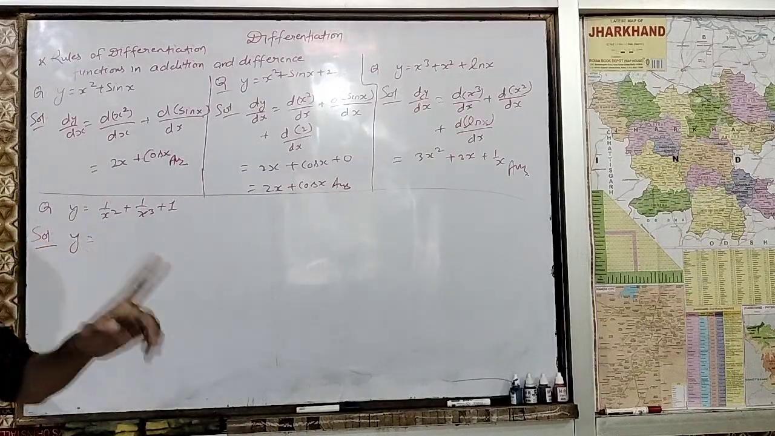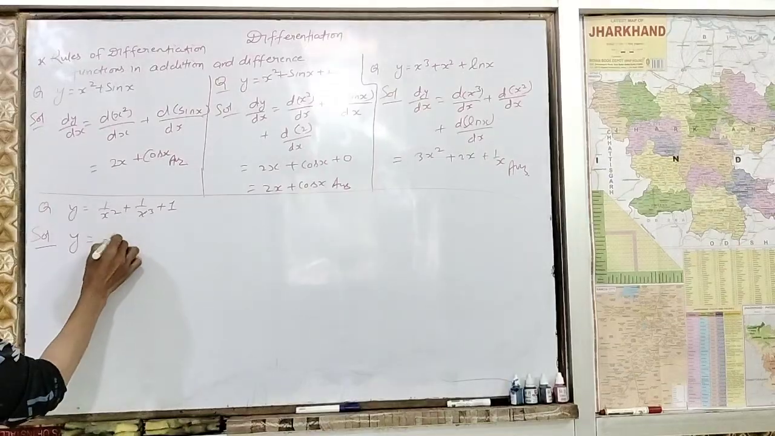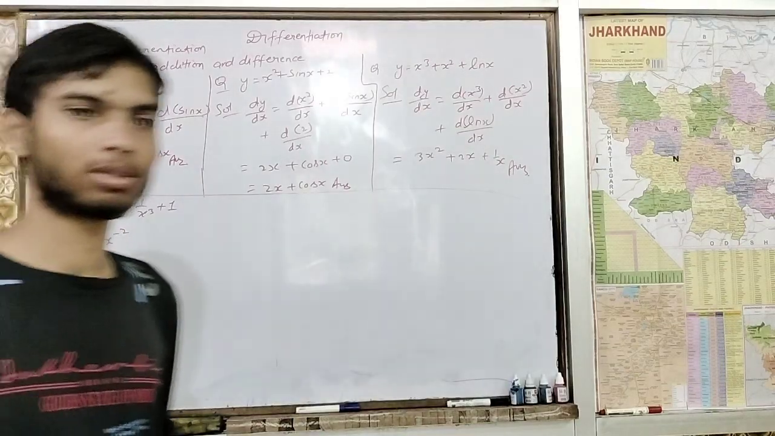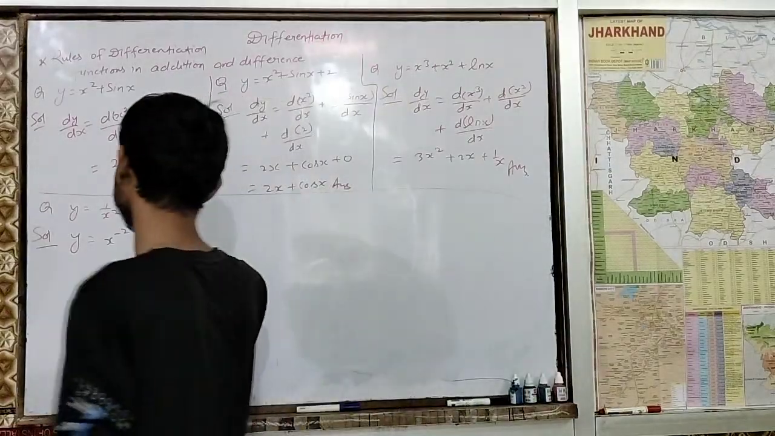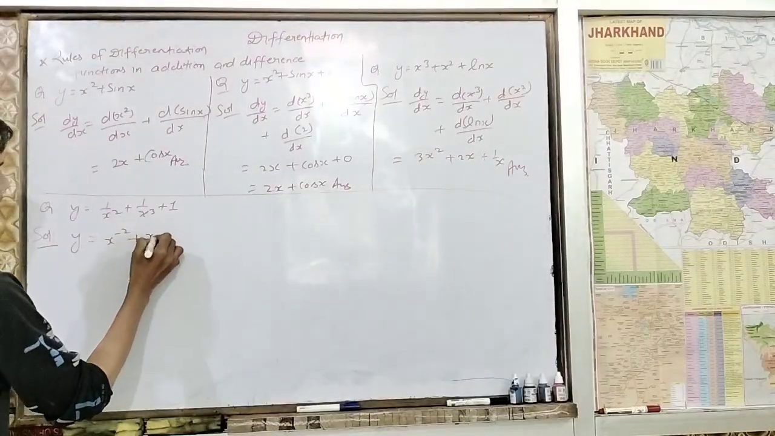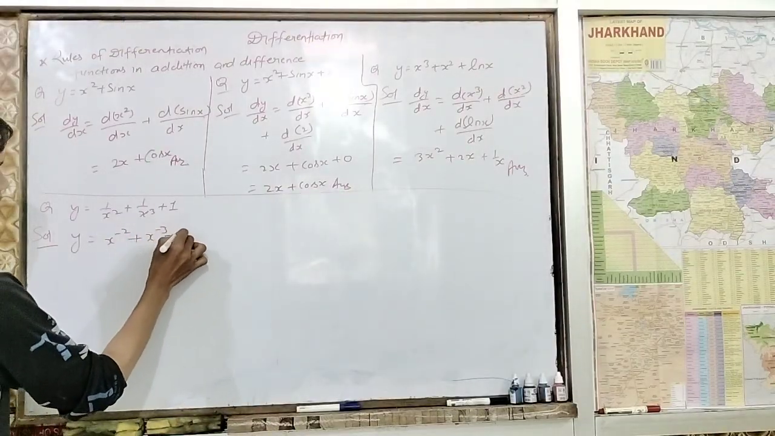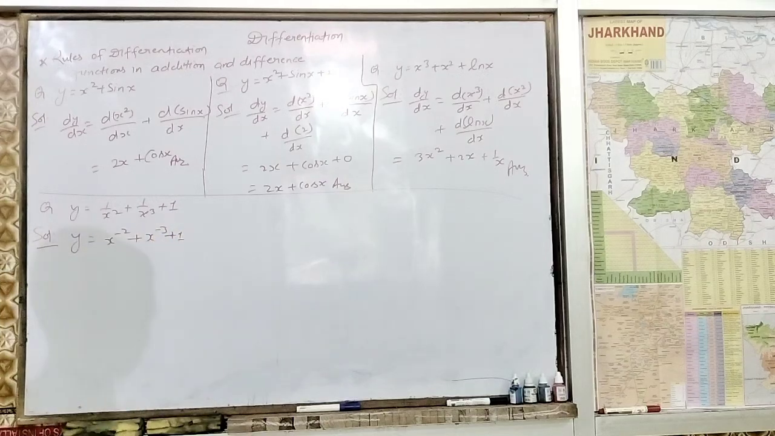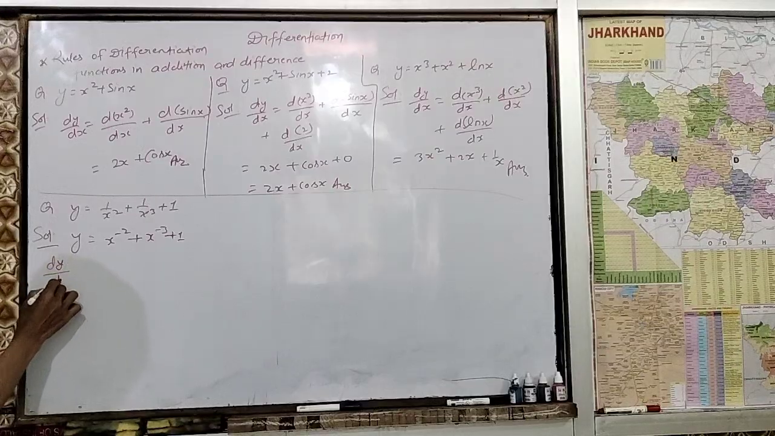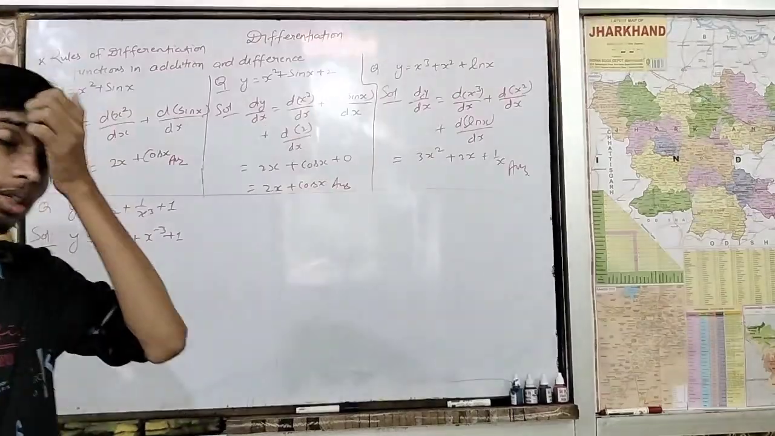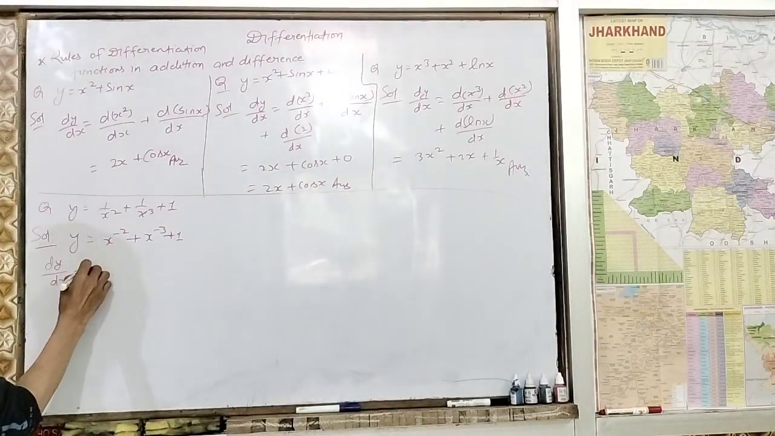This fraction can be written as x raised to the power minus 2. Clear? Then same here, this can be written as x raised to the power minus 3, and 1 is a simple constant. Now differentiate this, dy upon dx. Clear?